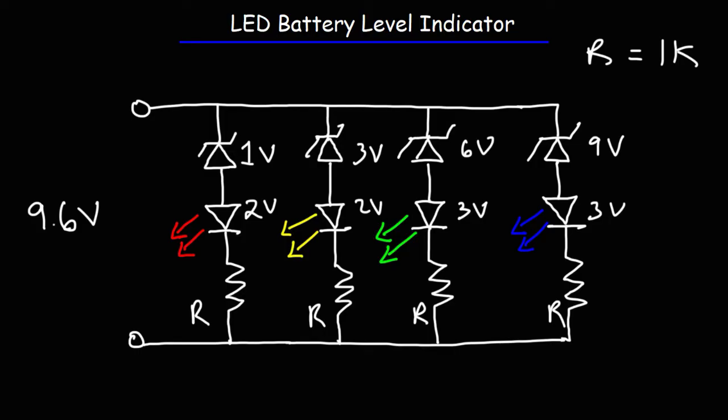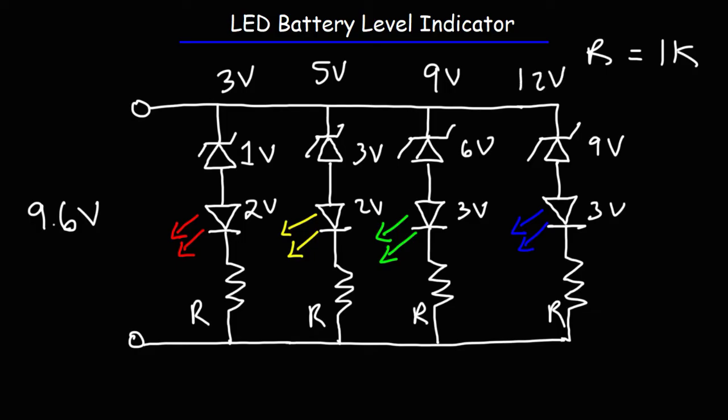To get the answer quickly, let's add up the voltage drops of the Zener diodes and the LEDs in each vertical branch. So in the first branch, the voltage drop is 3 volts. In the second one, we have 3 plus 2, so that's going to be 5 volts. In the third one, 6 plus 3, 9. And for the last one, 12.